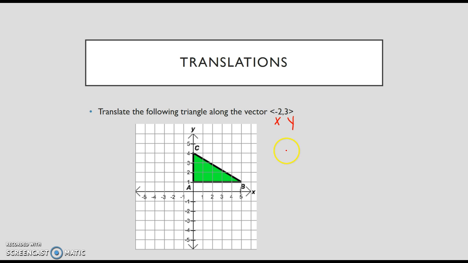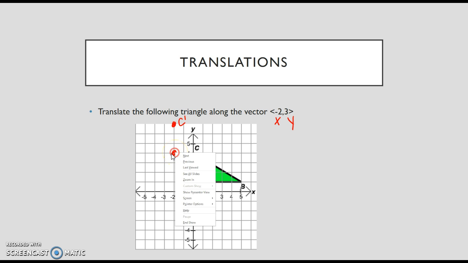X is always talking about left and right, and y is up and down. So a -2 in a horizontal direction means left 2. A +3 in a vertical direction means up 3. So I'm going to take all my points and go left 2, up 3. So, oops, this one's going to come up here. That's my C prime. Go left 2, up 3, maybe.